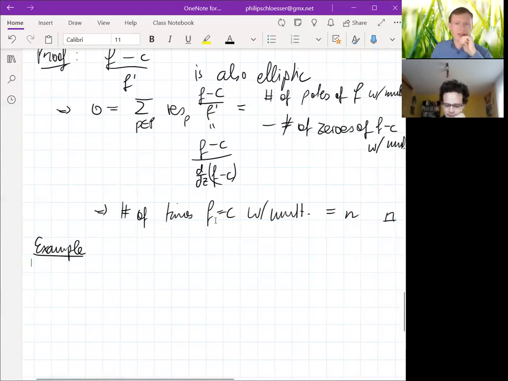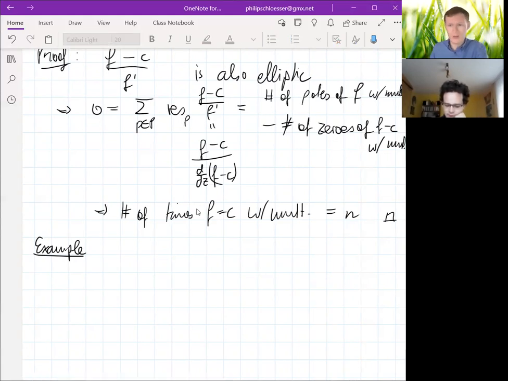So if we now again look at our example, we know that the Weierstrass P function has a double pole, and that's it. So it should take every value twice, well, with multiplicities. I guess the question we could ask ourselves is, are there values that are taken doubly?